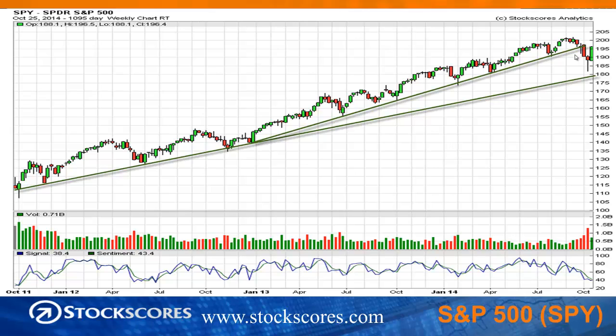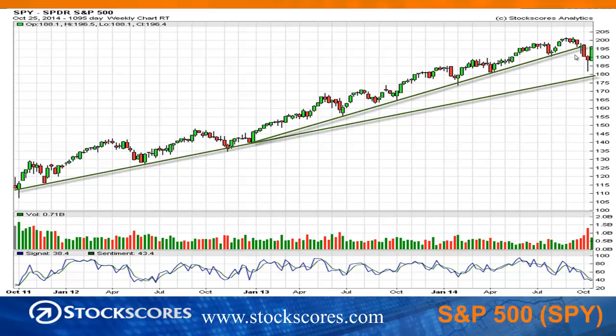It looks to me like we'll probably go back and retest those highs. I do think that we could see the market go sideways for a little while as people sort of digest all of the goings on of the last little while, and certainly confidence is broken a little bit by this. But at this point, the chart still looks okay.